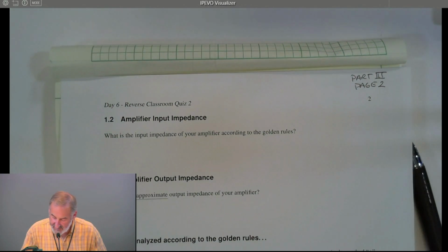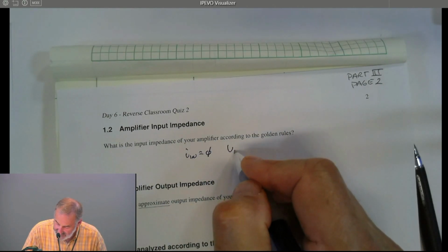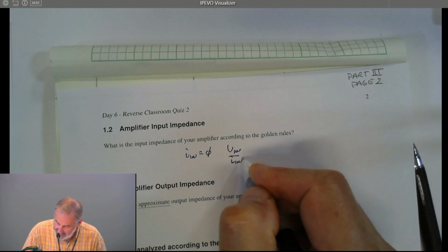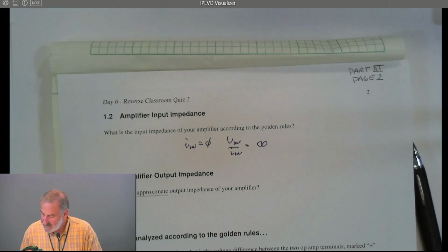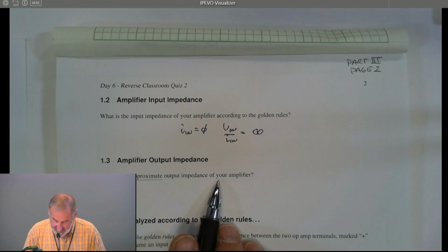Well, we already talked about that. I in is equal to 0, so V in over I in is equal to infinity. So we effectively have an infinite input impedance. What's the approximate output impedance of your amplifier?